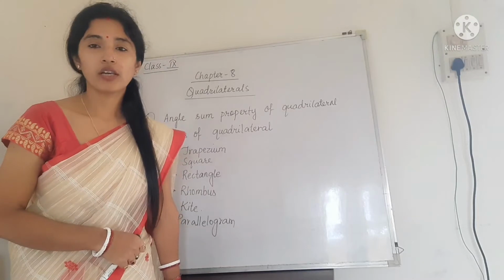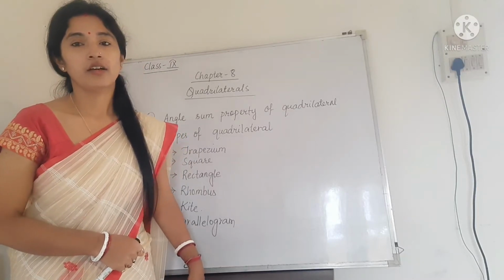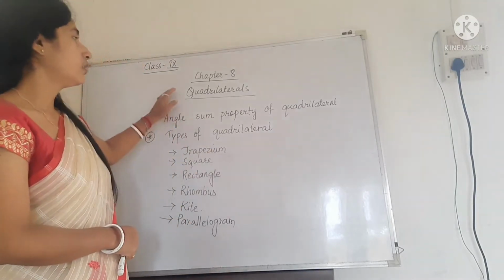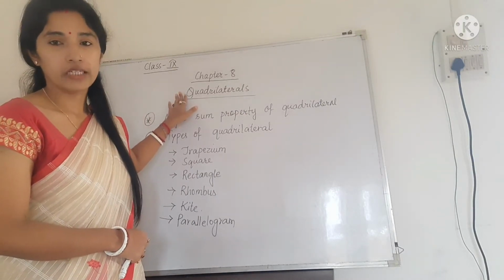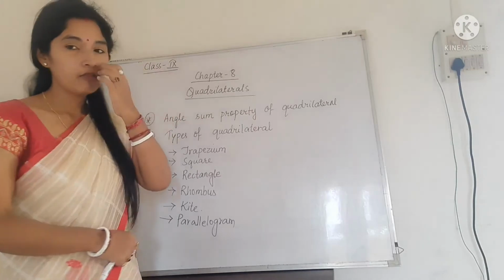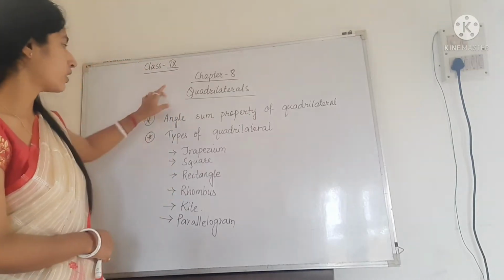The chapter name is quadrilateral, that is chapter number 8. So what is a quadrilateral? A quadrilateral is a plain closed figure having 4 sides, 4 sides and 4 angles. So this is a quadrilateral.